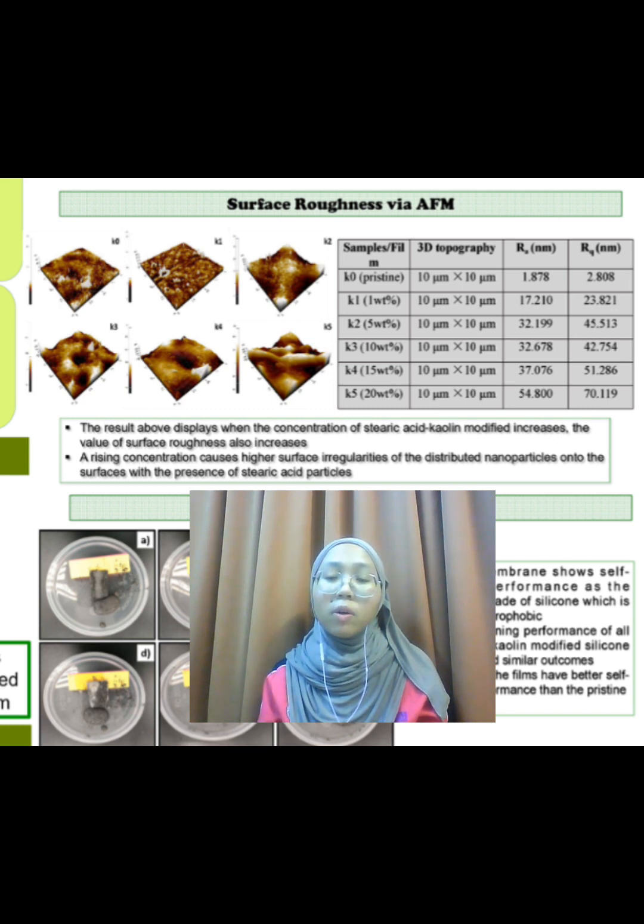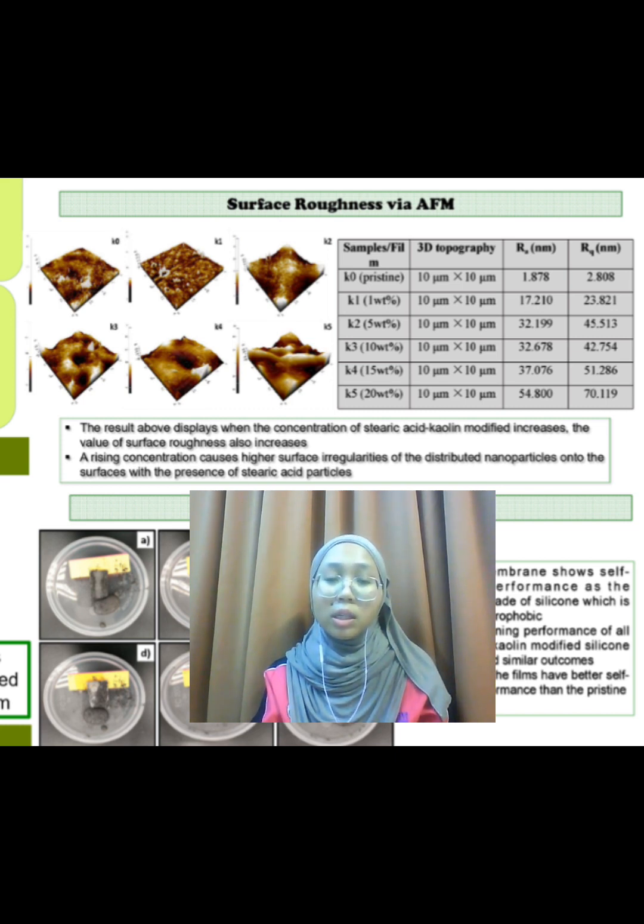Surface roughness is one of the significant parameters in creating a hydrophobic surface. When surfaces are rougher, they become more hydrophobic and water droplets on top tend to become almost spherical. The surface roughness of the pristine membrane made of silicone was distinguished from the surface roughness of the stearic acid modified kaolin films with different concentrations of stearic acid modified kaolin nanoparticles.